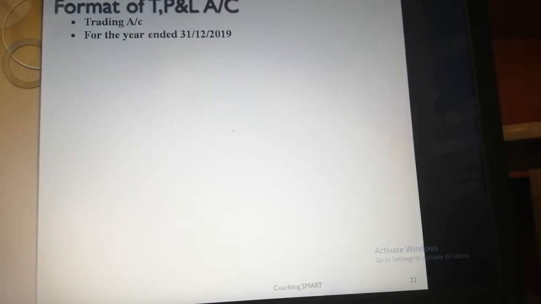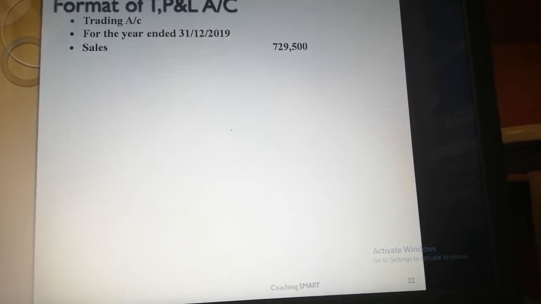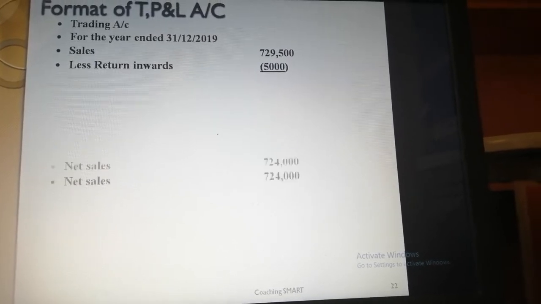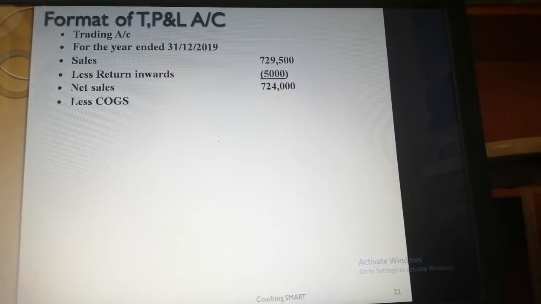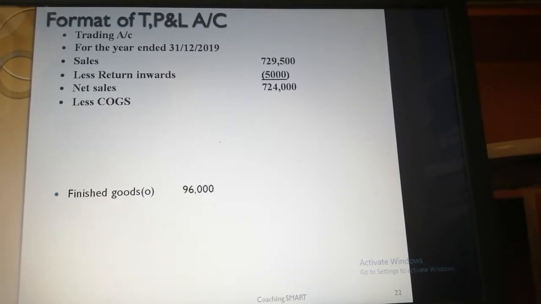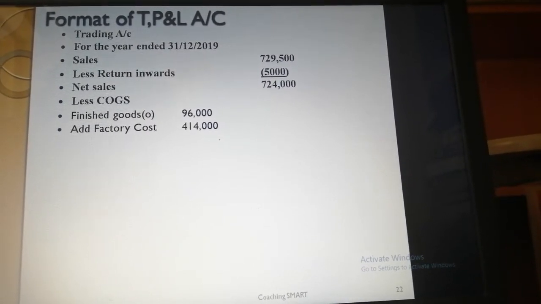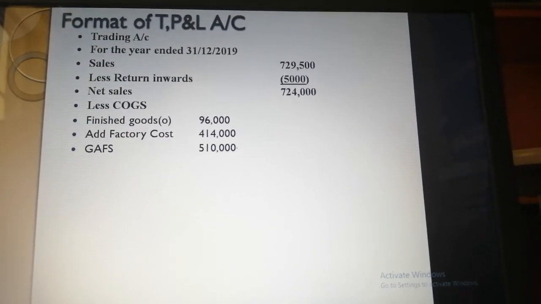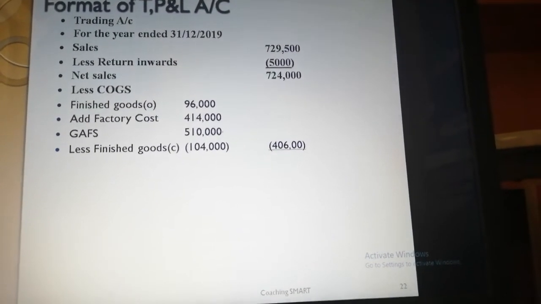Now, in trading profit and loss account, you start with the title, and then we have sales. It was worth 729,500 less return inwards, which was 5,000. You get net sales 724,000 less cost of goods sold, which is giving us finished goods, which is 96,000. Add factory cost, which is 414,000. You get goods available for sale, which is 510,000. Less finished goods 104,000, you get 406,000.